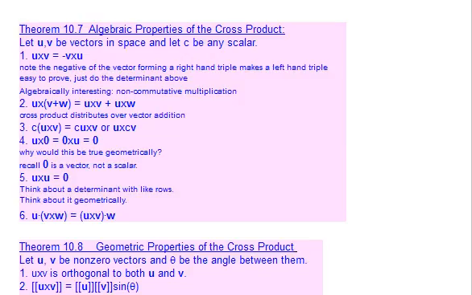I'm sure you're going to be glad to know we're going to look at some theorems involving the algebraic properties of the cross product. Great, I'm glad you're so enthusiastic.